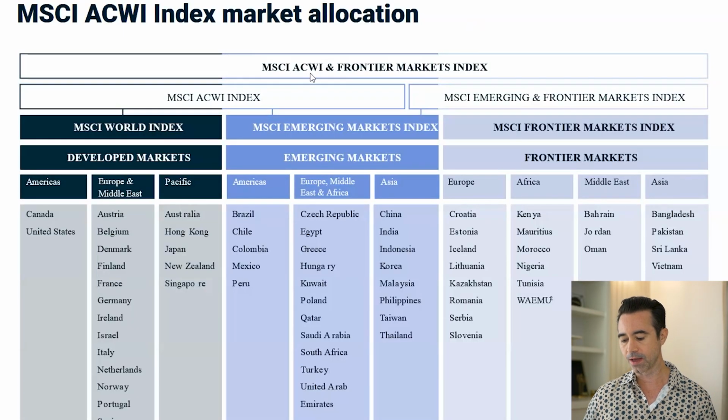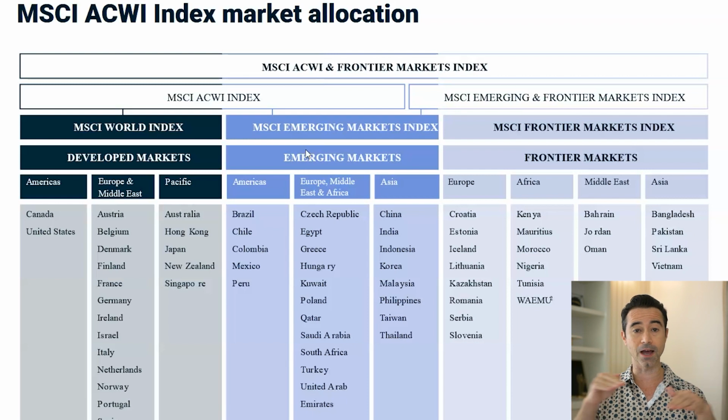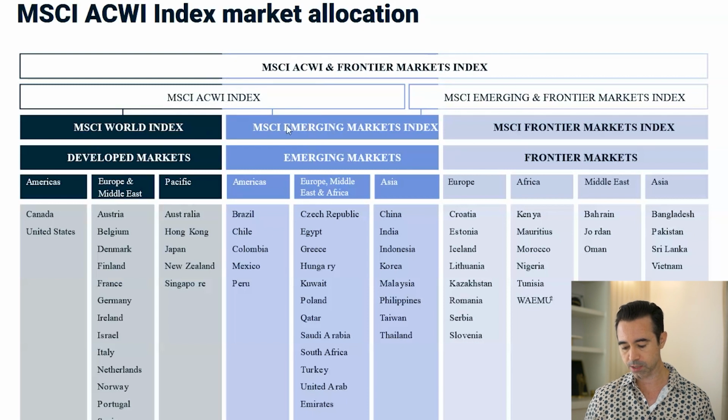On the top here, you have the MSCI ACWI and Frontier Markets Index. It takes the whole entire globe and chops it up into different sections. You have the MSCI ACWI Index, which includes the MSCI Emerging Markets Index, which is all of these different emerging markets: Americas, Europe, Middle East, and Africa, and then Asia.